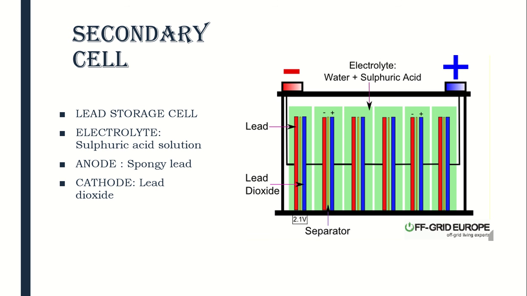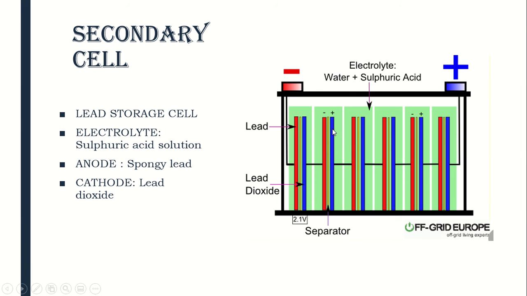In this cell, if you look at the diagram, you will see that we have alternating anode and cathode plates. Anode here is spongy lead, this one, and the cathode is lead dioxide. So they alternate with each other and they are separated by separators, the yellow line in between, which are made up of insulating material.